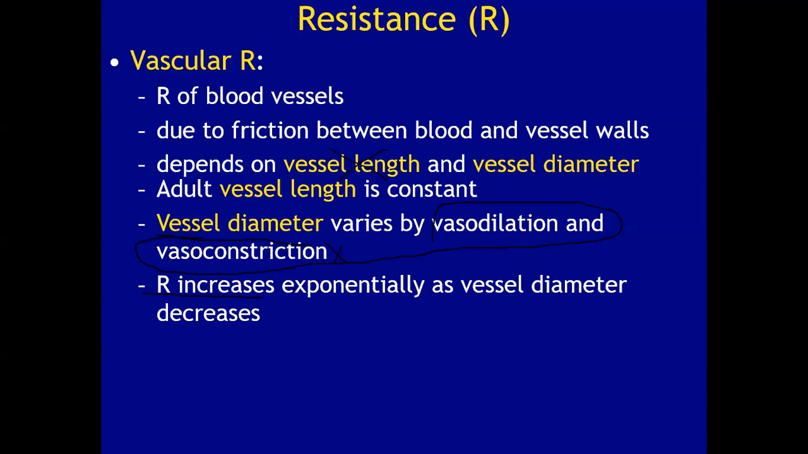So this R is going to increase exponentially as vessel diameter decreases. So as we squeeze down, we're going to see a doubling. Okay, that's what exponentially means, a doubling of the resistance. So for each unit we squeeze, okay, we're going to increase the resistance twice that amount. So we're able to make minor adjustments that have major effects over resistance, okay?